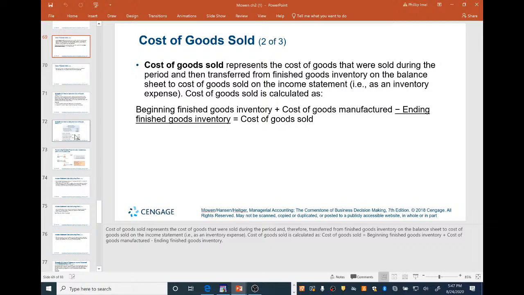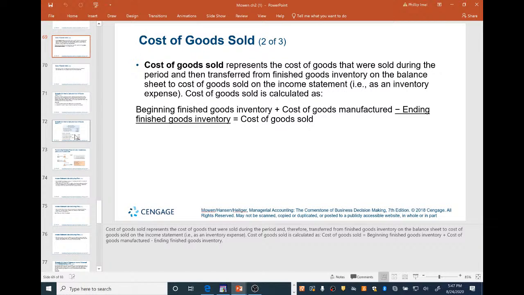Did you see anything familiar about that formula that we just did to find direct materials? Remember, it was beginning direct materials plus purchases minus ending. Well, look at this. Beginning finished goods inventory plus cost of goods manufactured. So in this case, it's not what we bought, it's what we manufactured, because we're a manufacturing firm, minus ending finished goods inventory will give us our cost of goods sold. So it's pretty much the same thing, right? Just a little bit of a difference there.